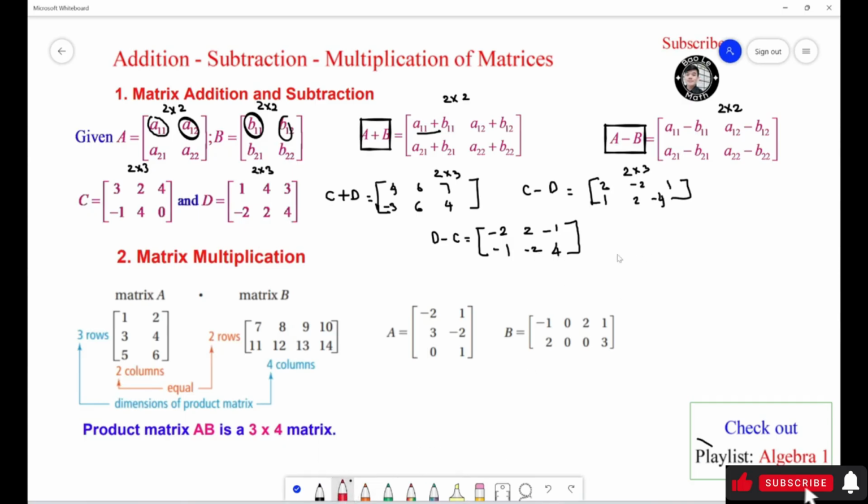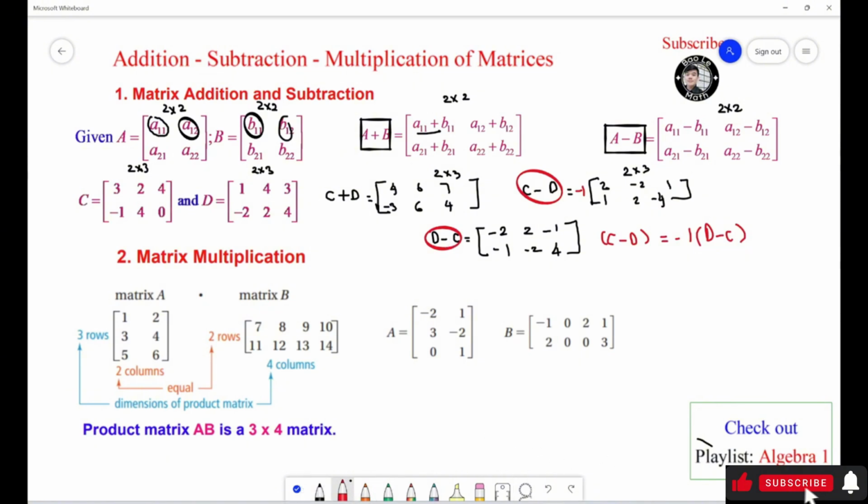Now you see C minus D and D minus C right here. Look at the answers. They are opposite. Each element in this matrix is the opposite of the corresponding element in this matrix. So C minus D actually equals negative 1 times D minus C. If you multiply each element of this matrix by negative 1, you will get D minus C. Keep that in mind.